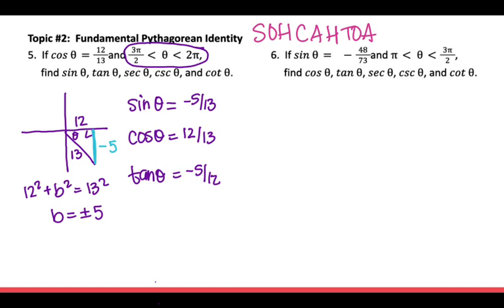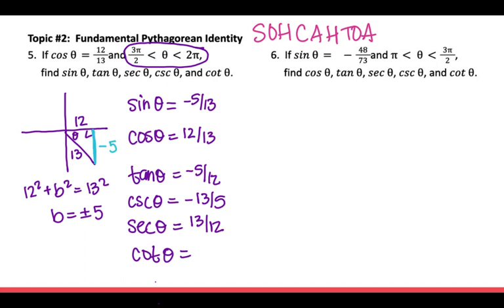And now that I have those 3, I can find the reciprocal ones fairly easy. So the reciprocal of sine is cosecant. And if sine is negative 5/13, that means cosecant is negative 13/5. Reciprocal of cosine is secant. And if cosine's 12/13, that means secant is 13/12. And the reciprocal of tangent is cotangent. And if tangent's negative 5/12, that means cotangent is negative 12/5. And voila, you have answered number 5.